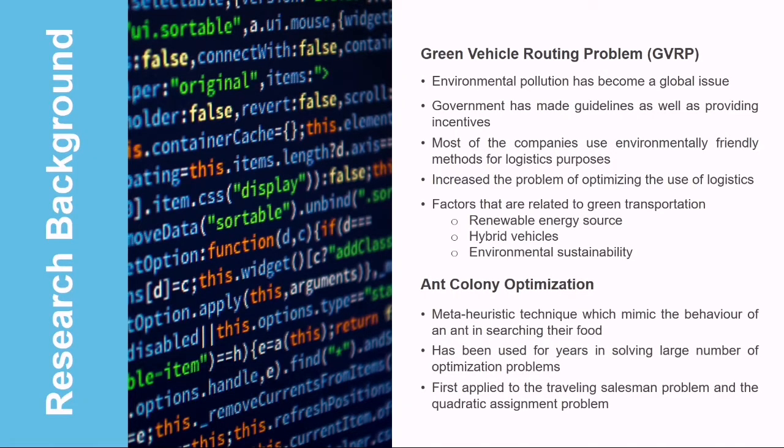Environmental pollution has become a global issue which brings disaster to the ecosystem of the earth. To prevent this, government has made guidelines as well as providing incentives to encourage the practice of greening the earth. This has caused most of the companies to start using environmentally friendly methods, including for logistic purposes, which increases the problem of optimizing the use of logistics as it involves conflict between economy and ecology.